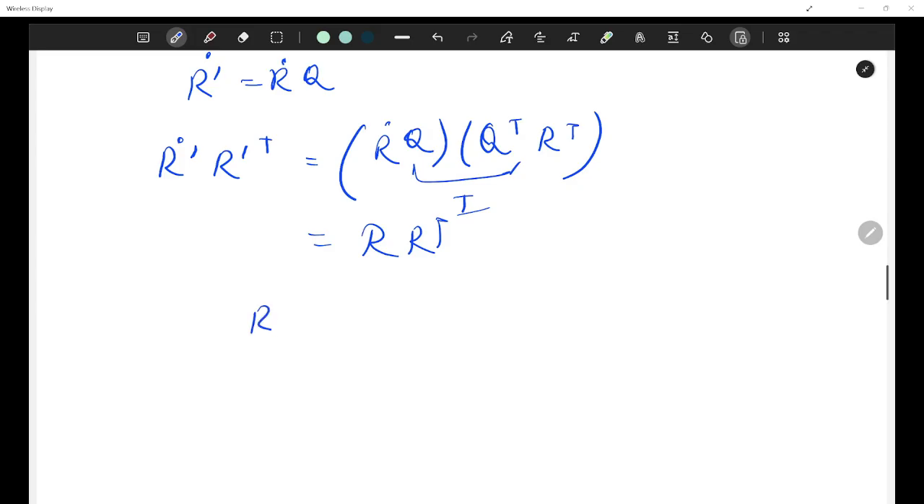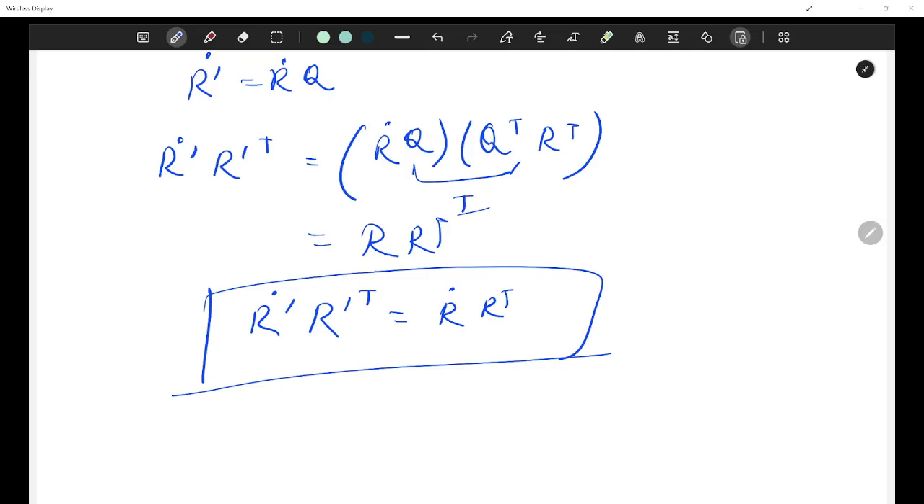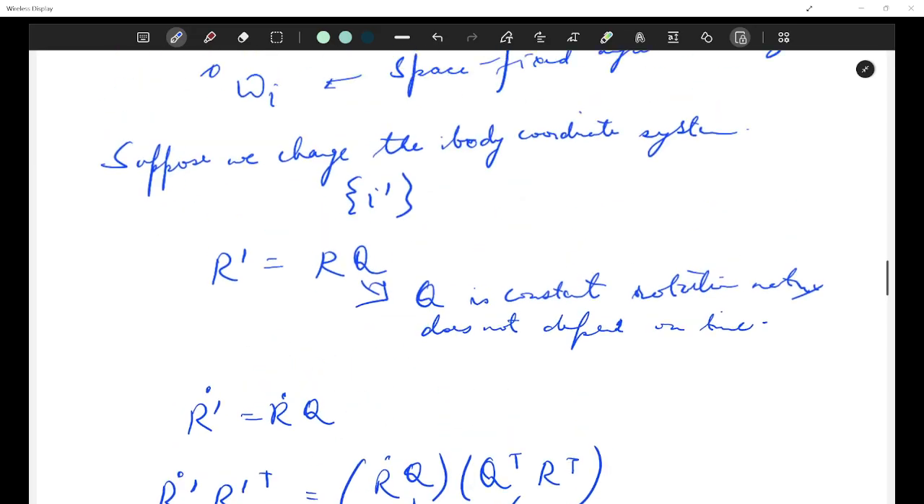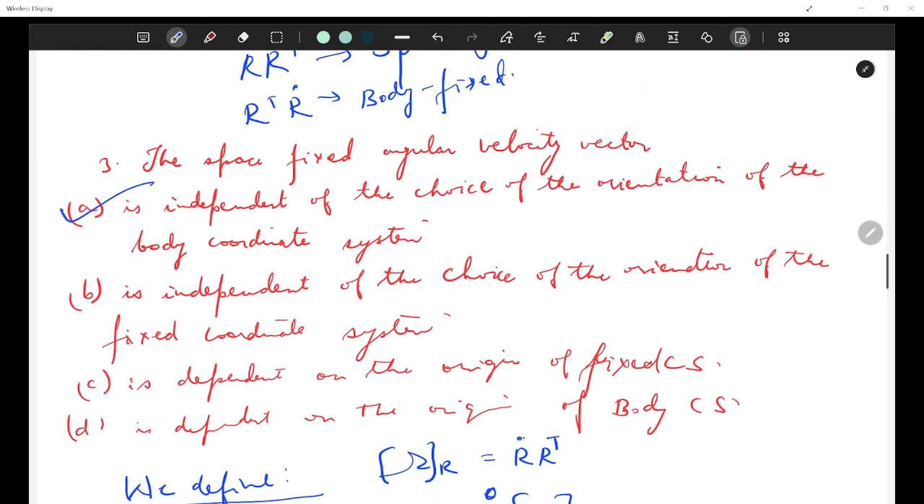So for this different frame we have the same r dot r transpose relation. Changing the orientation of the body coordinate system does not change r dot r transpose. Therefore the space fixed angular velocity is independent of the body frame orientation. The other option was that it is independent of the choice of the orientation of the fixed coordinate system.